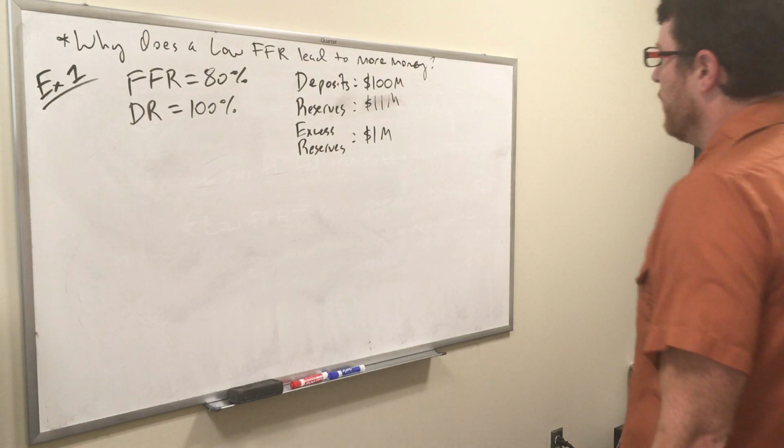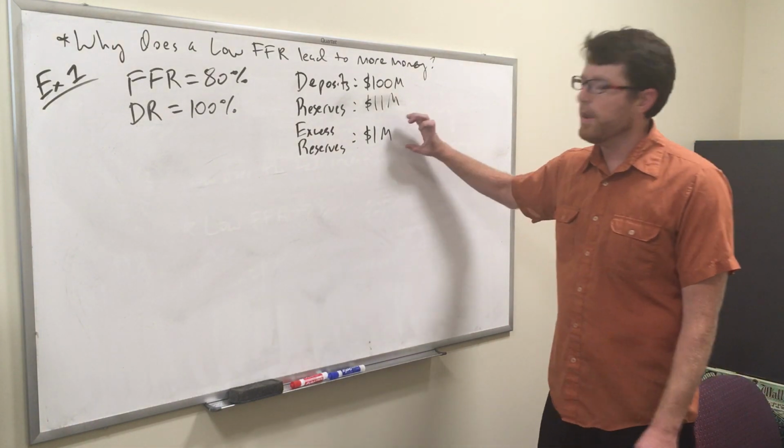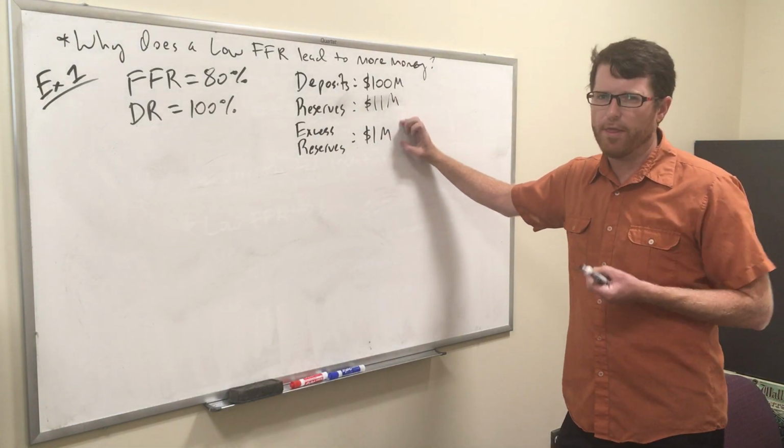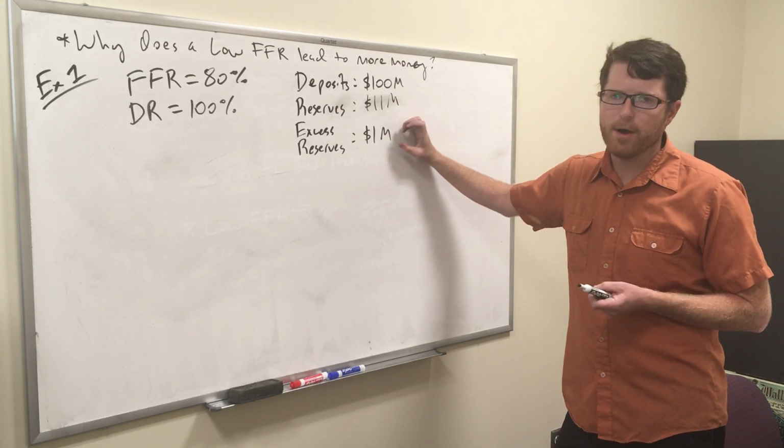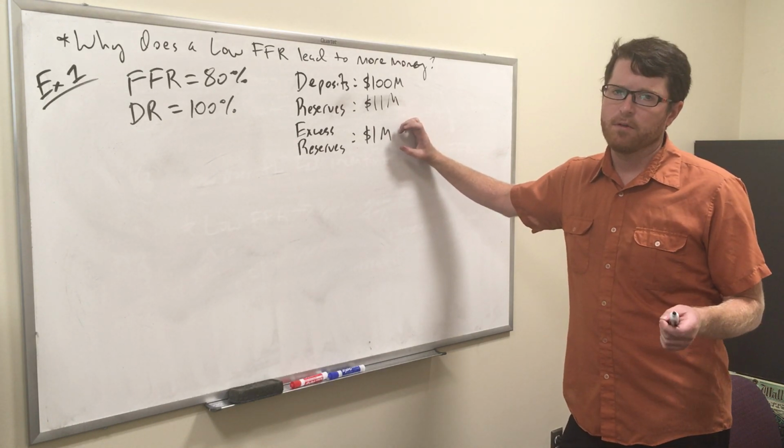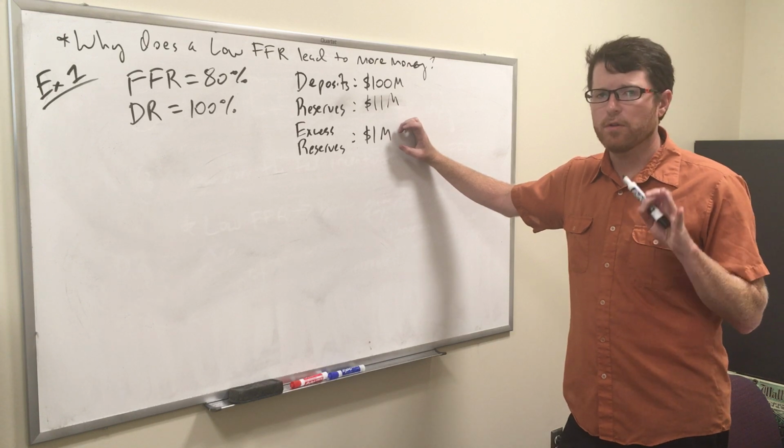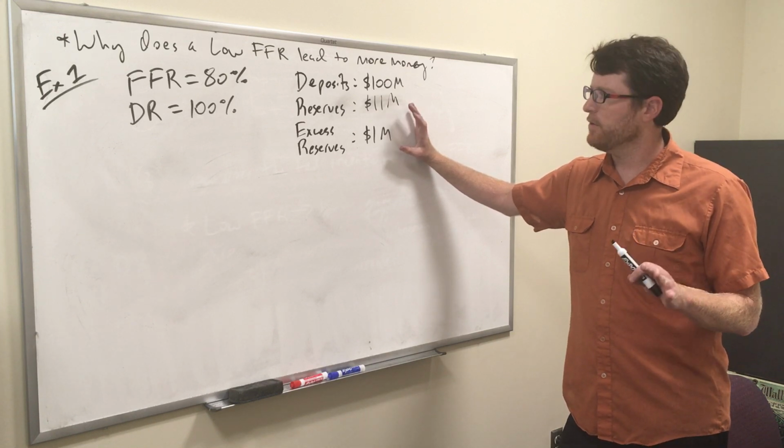The reason why the focus here is on these excess reserves is because here's where the action is. This is the bank choosing what they're going to do. They could either hold the money or they could loan it out. Now think about what you would do if you're a bank here, okay, in this situation.